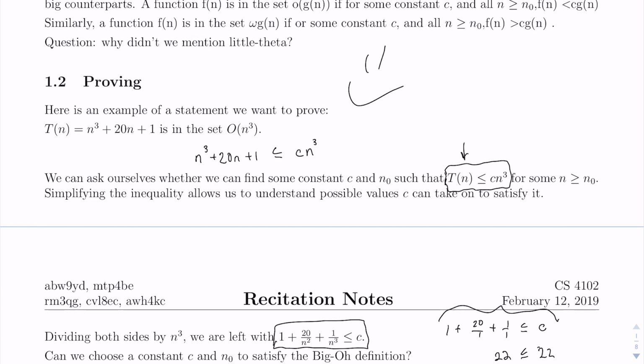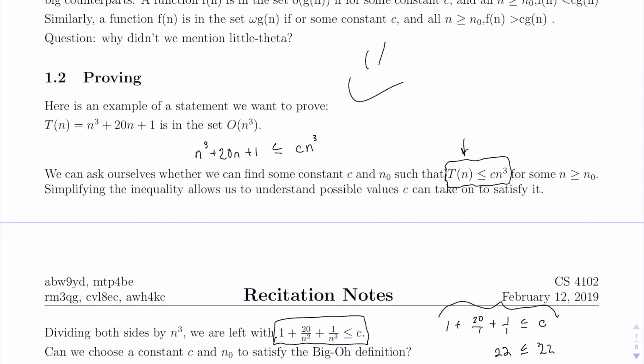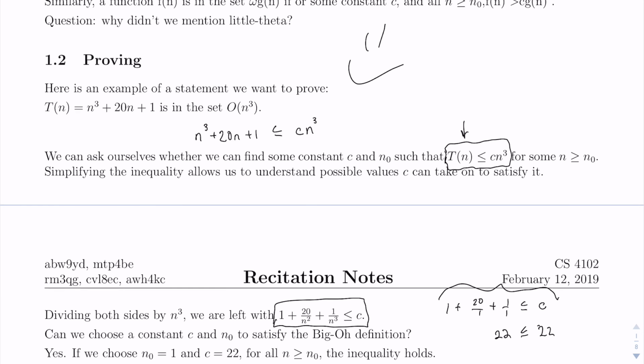Yeah, so we would need smaller and smaller c's. And so we can observe that we can shift around c and n naught, but by choosing a single pair of them, we show that the function is in fact in the set big O of n cubed.